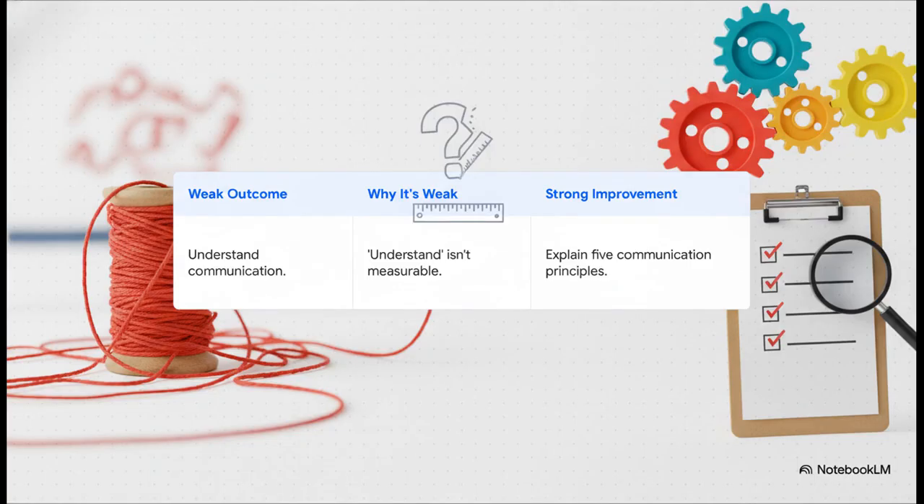Okay, here's a perfect example, the weak one. Understand the principles of effective communication. I mean, how would you even test for that? You can't. But look at that improvement. Explain the 5 principles. Now that is specific. You can literally ask a student to do that on a test or in a presentation. It's just so much clearer, more direct, and totally measurable.